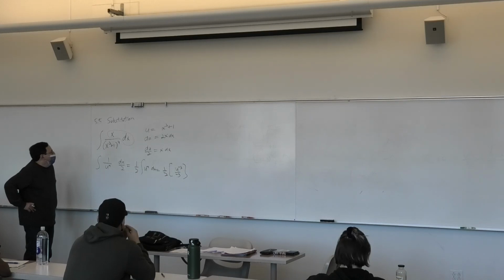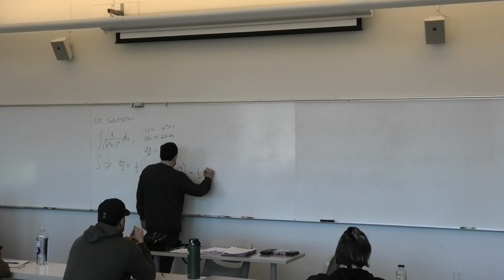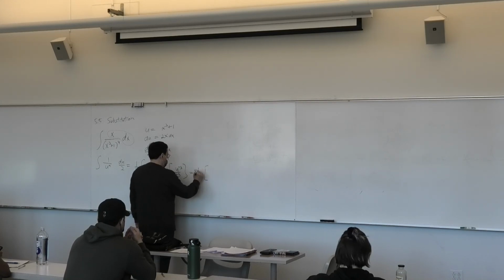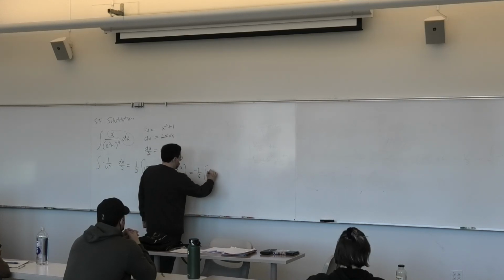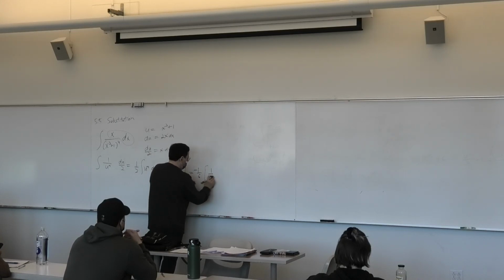Now, we might as well go ahead and do that. We have, I guess it's negative 1/6, and this is 1 over u cubed, which means 1 over (x squared plus 1) cubed.